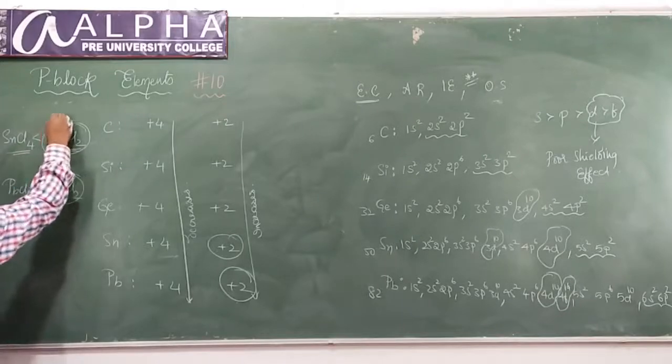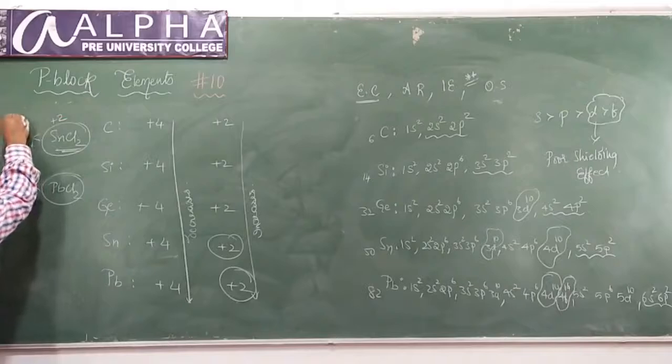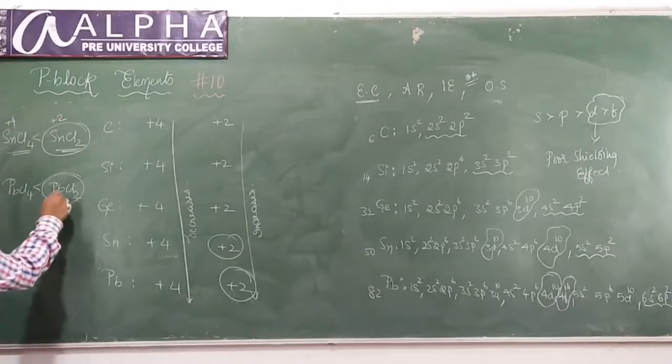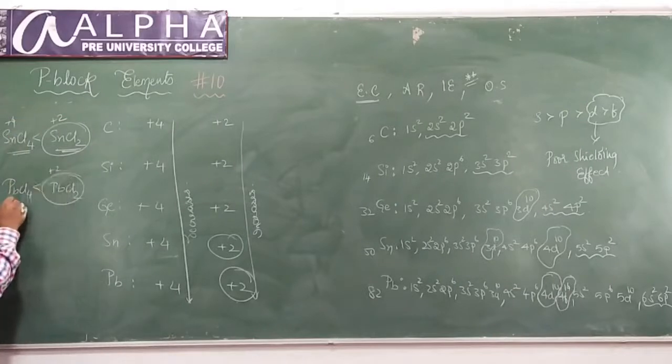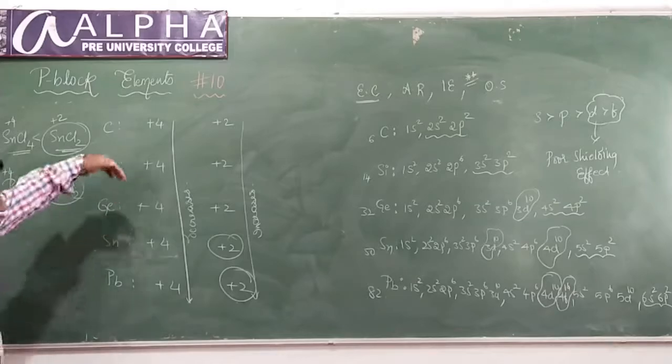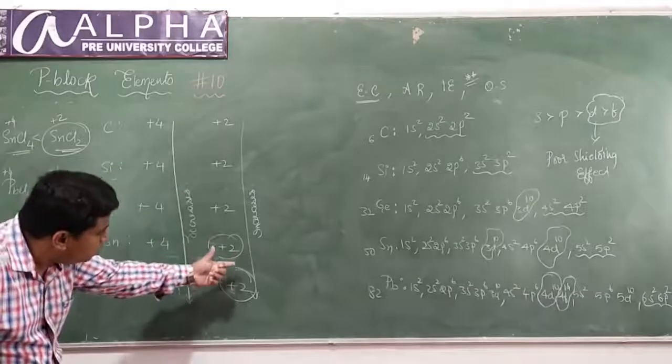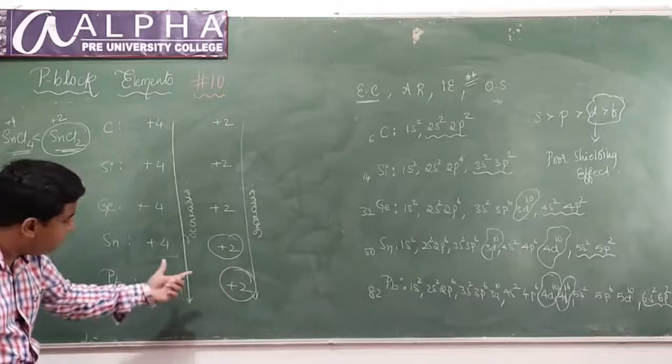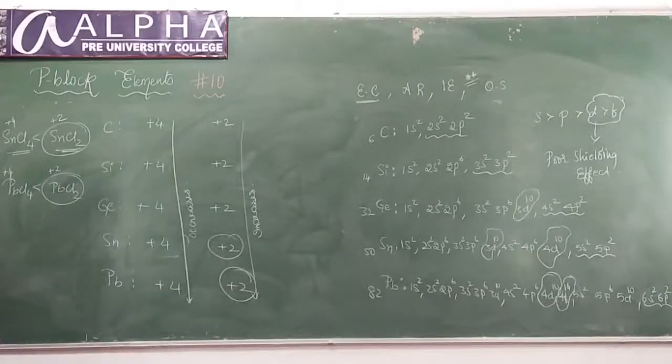Here stannous is in +2 oxidation state, here in +4 oxidation state, here lead is in +2 oxidation state, and here lead is in +4 oxidation state. Down the group, +2 oxidation state is more stable than +4 oxidation state. Therefore, stannous chloride is more stable than stannic chloride, and PbCl2 is more stable than PbCl4.